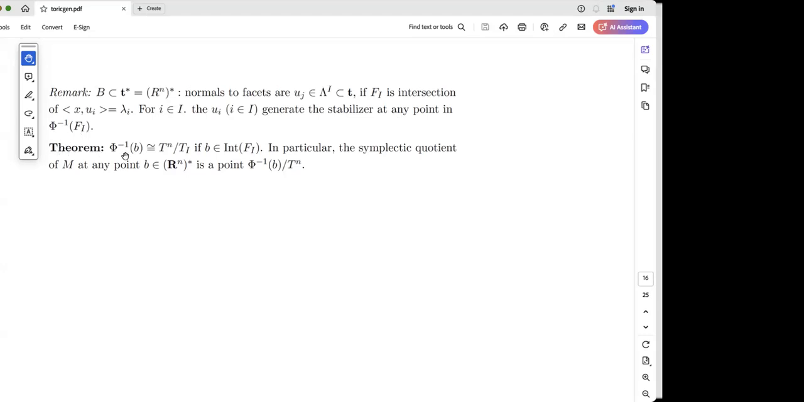Finally, we see that if B is some point in the interior of a face f_I, then the preimage of B under the moment map is isomorphic to T^n quotiented by T_I. In particular, the symplectic quotient of M at any point B is a point: phi inverse of B quotiented by T^n.